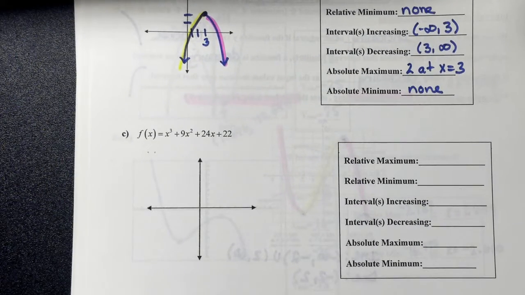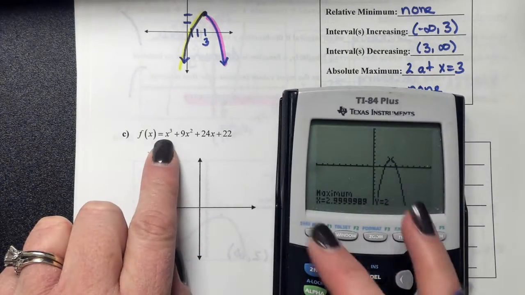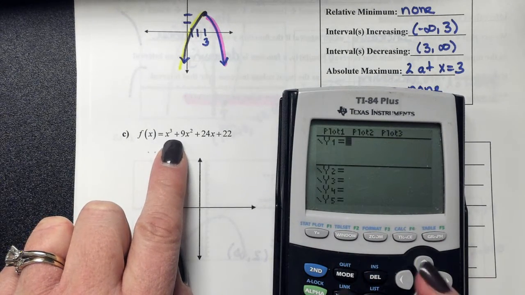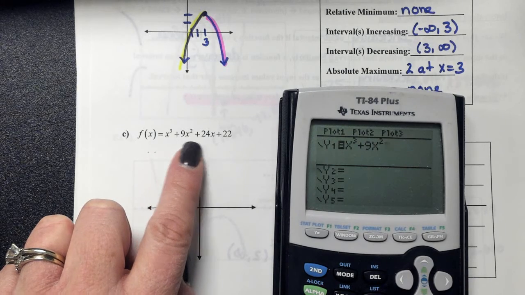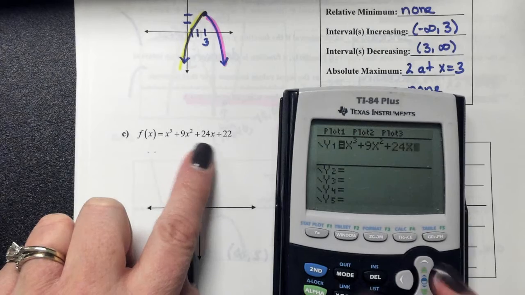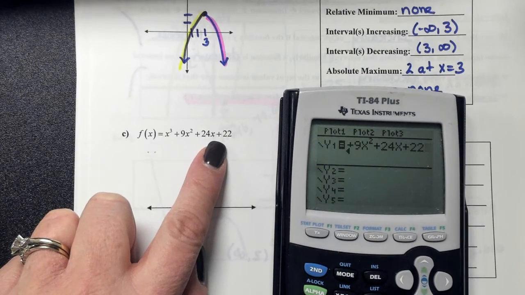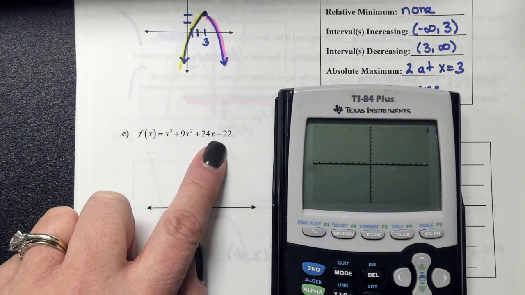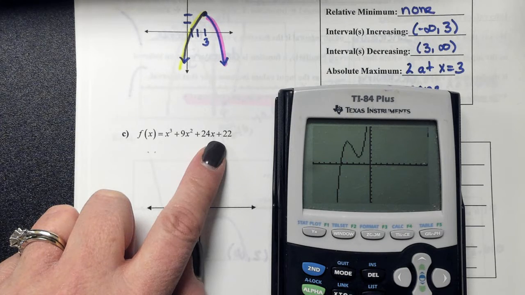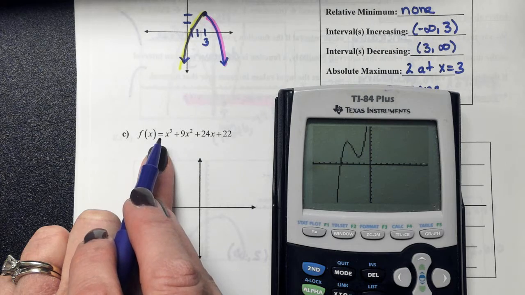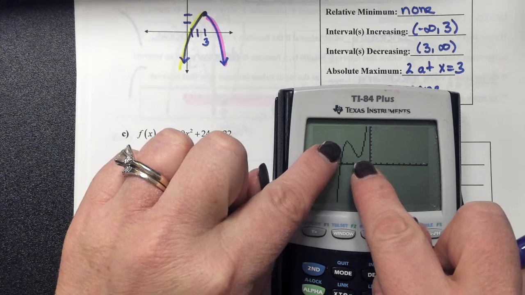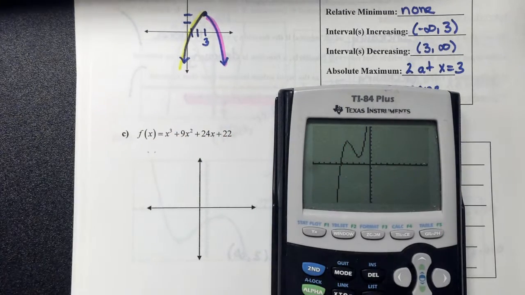So let's take a look at another one. Go back to your y equals: x to the third plus 9x squared plus 24x plus 22. Again, my viewing window is set from negative 10 to 10. Now this is a third degree polynomial, so I know at most I'm going to have is 2 turning points. Notice I've already seen the 2 turning points, so I don't need to readjust my window.